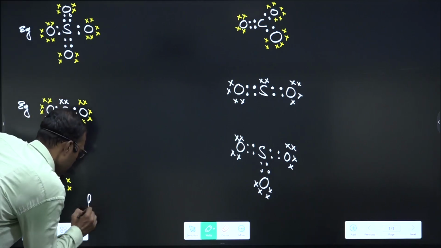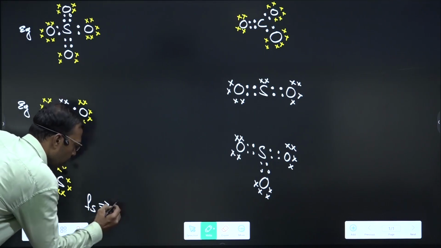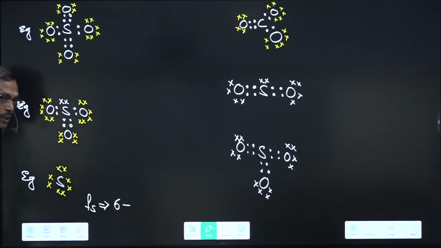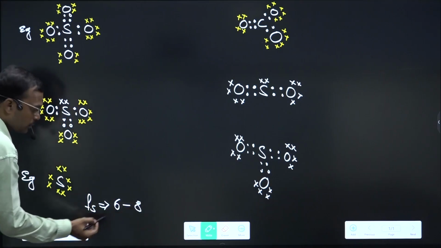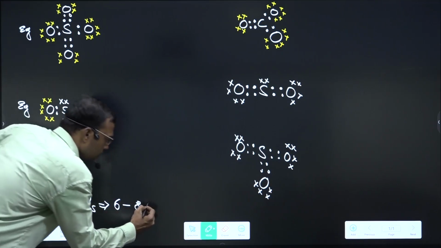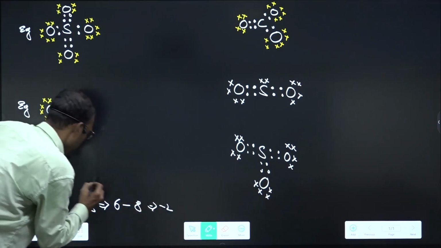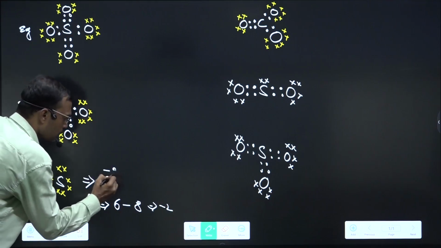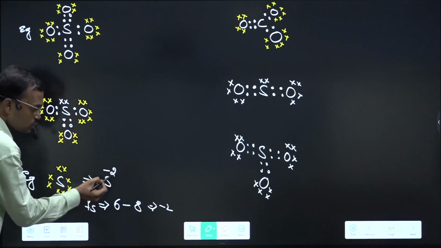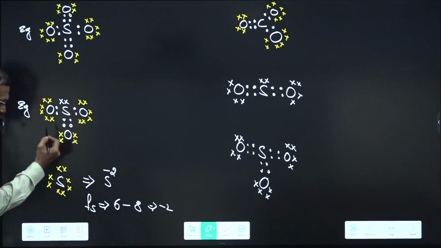See, formal charge of sulfur is equal to group number 6. How many non-bonding electrons? Non-bonding electrons 8. There are no bonding electrons, so no problem at all. 6 minus 8. So this is minus 2. Then when this is given, write down sulfur alone, then write down charge minus 2. So if I write S minus 2, how many lone pairs? 4 lone pairs.